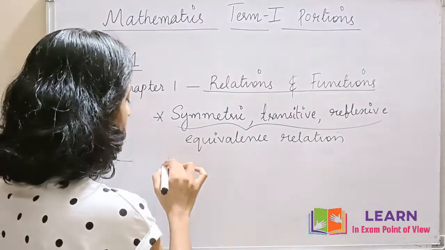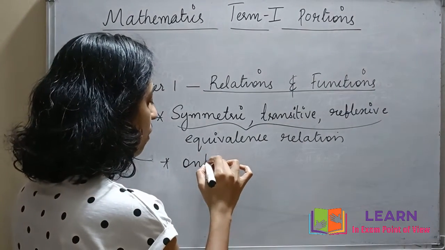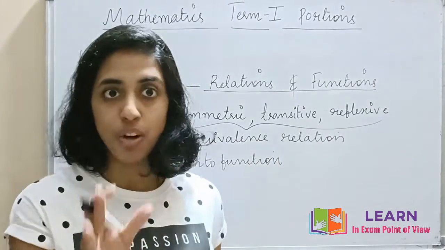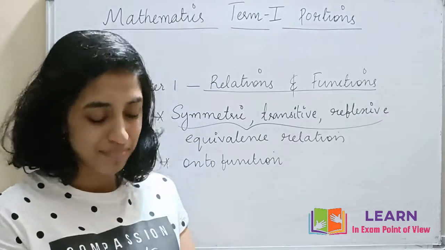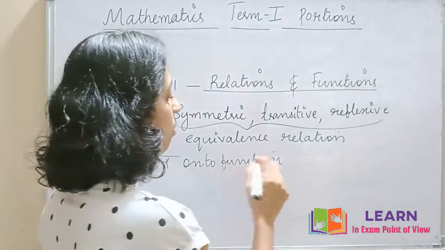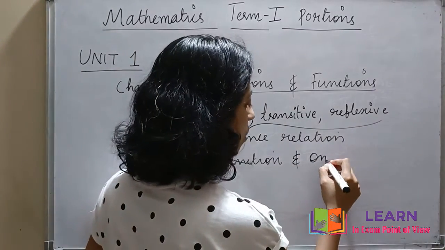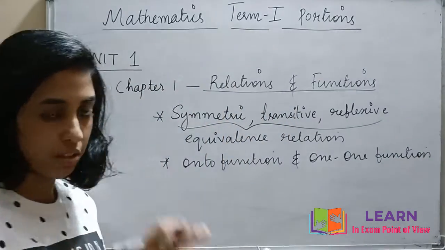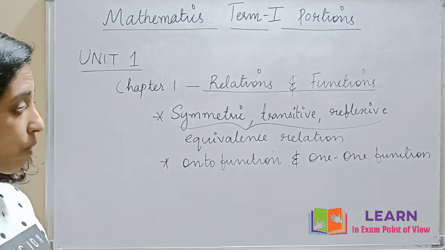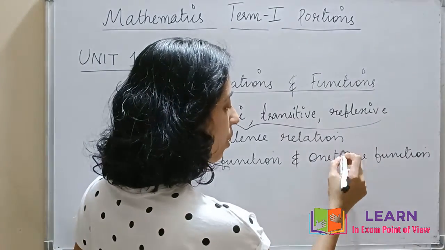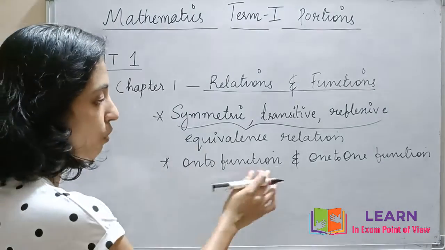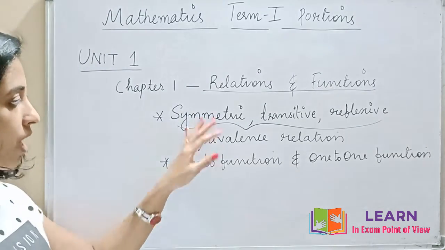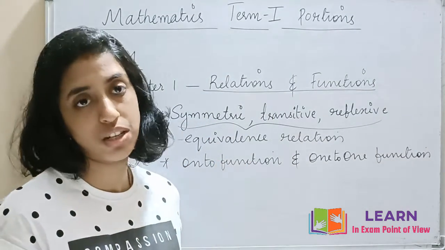Then next you need to focus on two functions. You first study the chapter fully, as a whole, then focus on these points. So onto function and one-to-one function, which are important. Yes, here you write one-to-one function. Onto function and one-to-one function. These are the two important ones, the main important topics from this chapter: relations and functions.